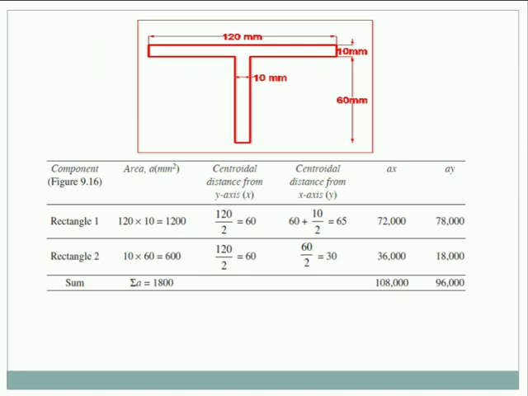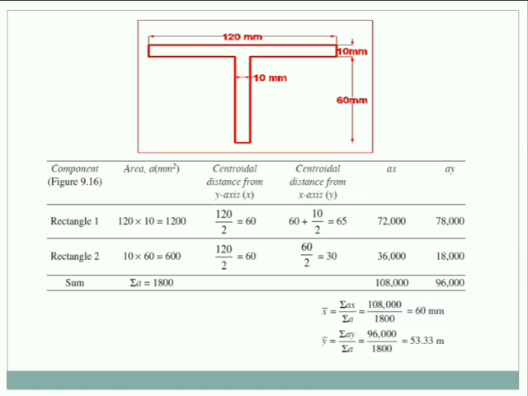So we can directly get the summations. Summation A is equal to 1800, that is the addition of 1200 plus 600. Then summation AX, that is A1 x1 plus A2 x2, the addition of 72,000 plus 36,000, we get 108,000. Similarly, the last column summation is summation AY, that is A1 y1 plus A2 y2, that is 78,000 plus 18,000, we get it as 96,000.